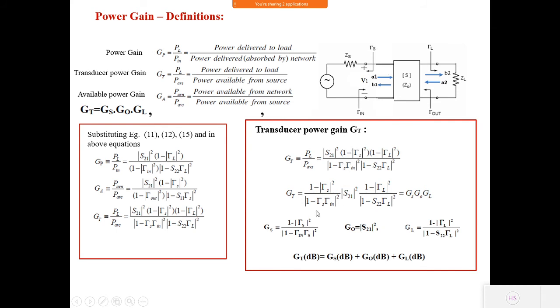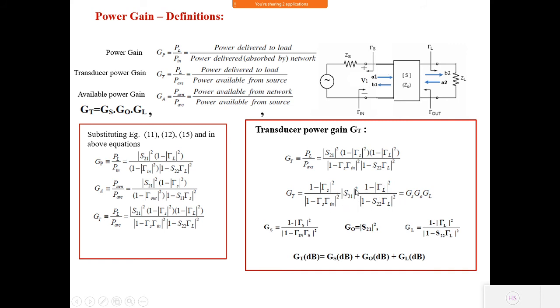Now we are separating these terms. We can write it like this: numerator here and the denominator is this term. We keep |S21| squared as it is, but divide by this term. Rearranging just these terms, we get this equation. So in GT, there are three terms we can separate like this: this is one, this is one, and this is the other one.